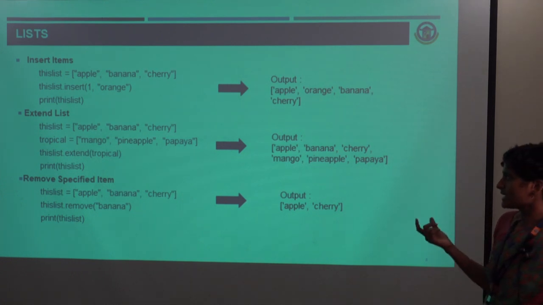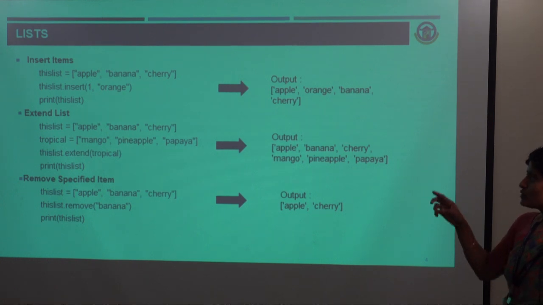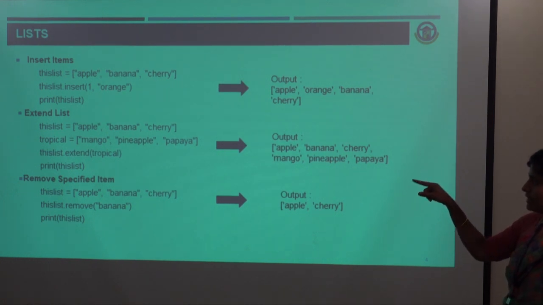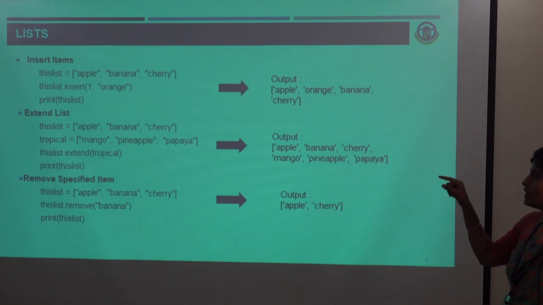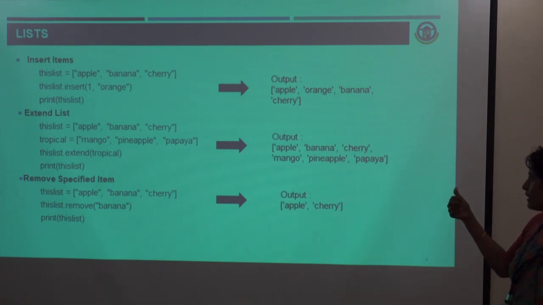Then next one is extending the list. Using the extend command we can merge two lists. Here we are going to include the tropical list into this list. While we are executing this extend list program, we get output like this: apple, banana, cherry, and then mango, pineapple, and then papaya.